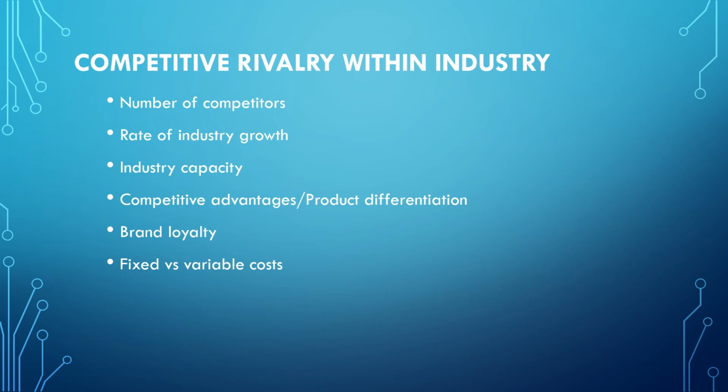Brand loyalty, and then there's this issue of fixed and variable costs, which is an interesting notion. That is, as fixed costs go up, competitive rivalry goes up. And that's because companies have to be able to sell enough product to cover their fixed costs. As variable costs go up, if there's a trade-off between fixed and variable costs, they don't have the same impact on those industries in terms of competitive rivalry.